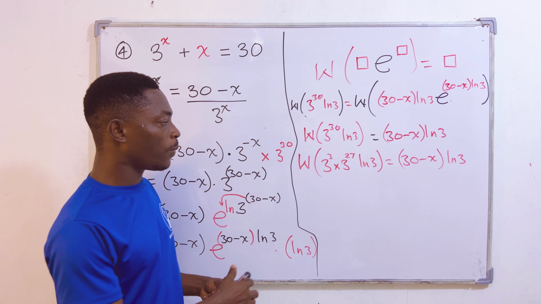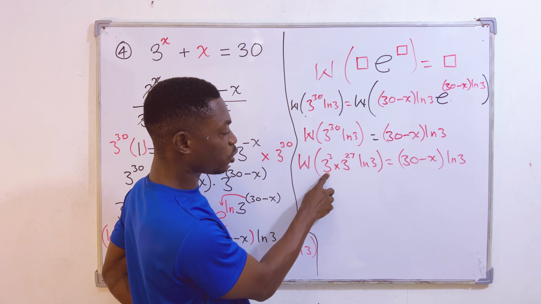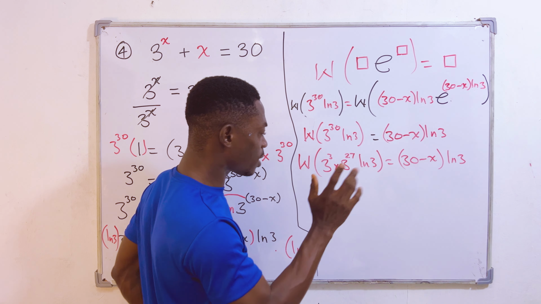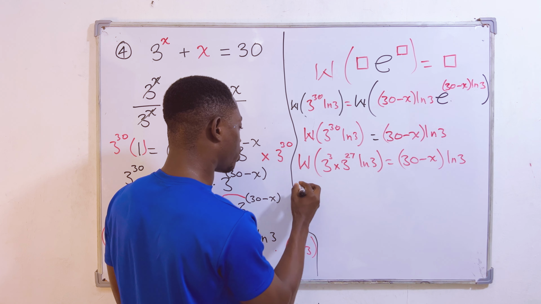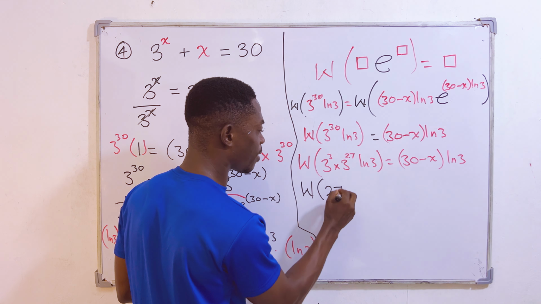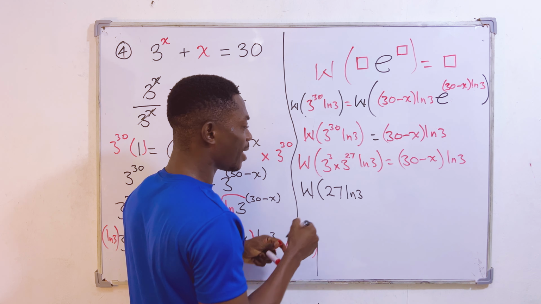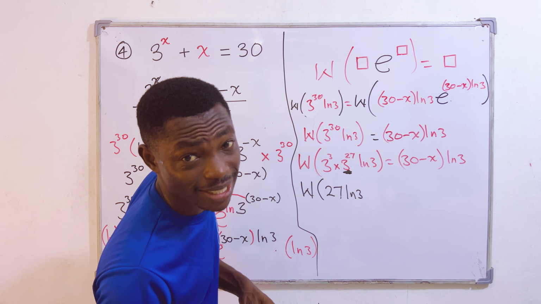Cool. Now, I'm going to express this one in a different way. Look at that. 3 to the power 3, of course, is 27. And this is 3 to the power 27. So this is what I'm going to do. I'll get rid of this W. And this is the deal. We have W of, I know that this is giving me 27. Then I'm going to copy this and paste right here. ln of 3. Then this 3 to the power 27, I'm going to rewrite it in terms of e.